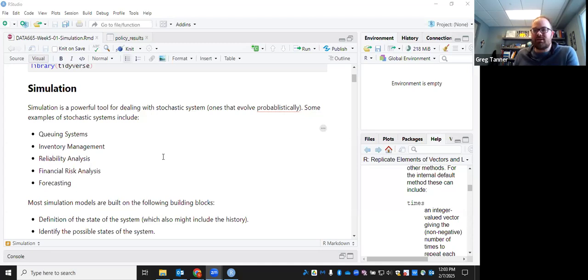It's also pretty common to use simulation for forecasting. You can simulate future outcomes to get a sort of cone of possibilities of what might happen in the future based off of your forecasts. Those are just some of the examples of stochastic systems where chance plays a role in what will happen next, but there are many more.